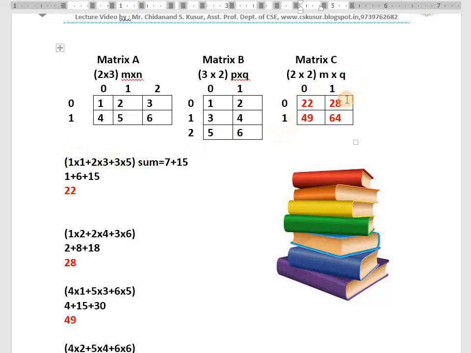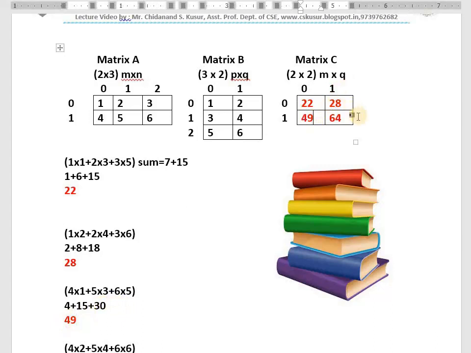Similarly, next C of 0 1 will become 0, and that one we calculate. Sum is 0 once again. 2 into 1, 2. 2 4 is 8. 2 plus 8, 10. 3 6 is 18. 10 plus 18, 28. Like this 28 is calculated. In the next iteration, C of ij will be 0. Sum equals 0. Again 4 into 1, 4. 5 into 3, 15. 6 into 5, 30. Sum of all these will become 49.